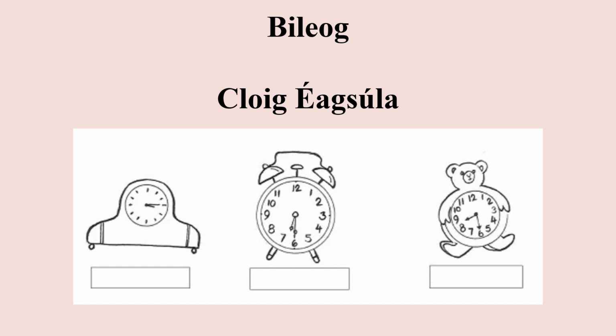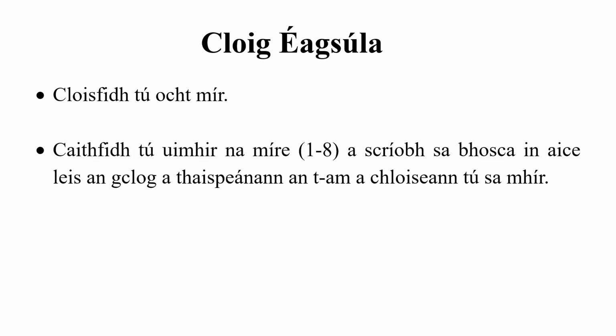You'll need a handout, different clocks, for this activity. Different clocks. You will hear 8 sound clips. So you'll have to write the number of the sound clip, 1 to 8, in the box below the clock that shows the time that you heard.